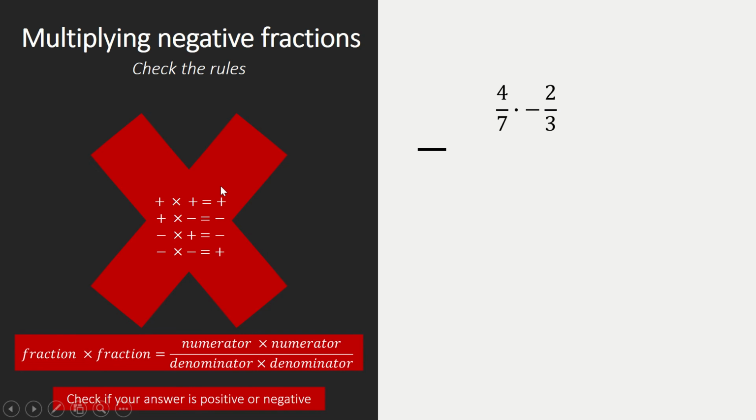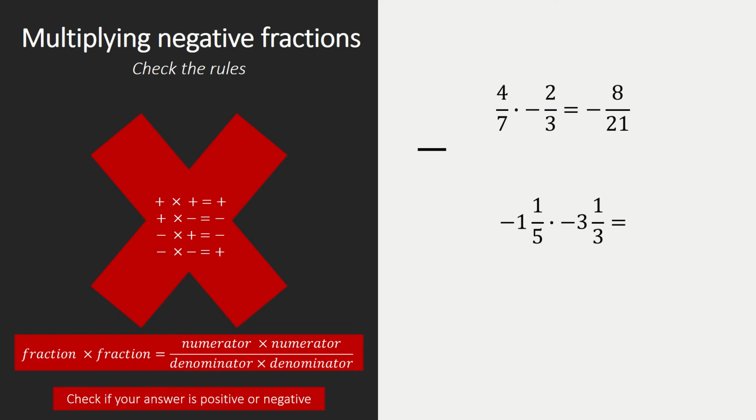So, how about 4 over 7 times minus 2 over 3? Let's check if it's positive or negative. We multiply a positive number by a negative number, and positive times negative was negative. So we already know that our answer is negative. 4 times 2 equals 8, and 7 times 3 equals 21. So our answer is minus 8 over 21.